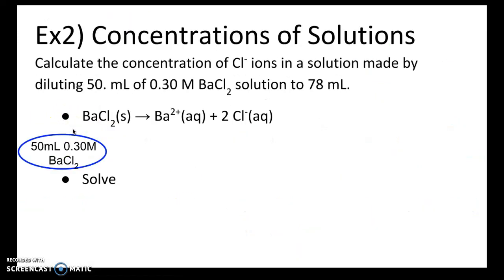All right, let's look at another example. This example is similar to the ones we saw before. We're asked to calculate the concentration of chloride ions in a solution made by diluting 50 milliliters of 0.30 molar barium chloride to 78 milliliters. What that means is that we're starting with 50 milliliters of 0.3 molar solution, and we're adding enough water to get the volume to become 78 milliliters. So we're diluting it down.